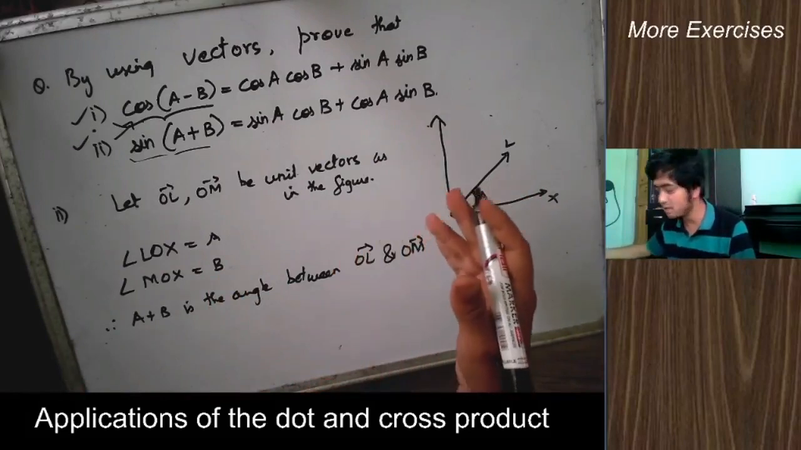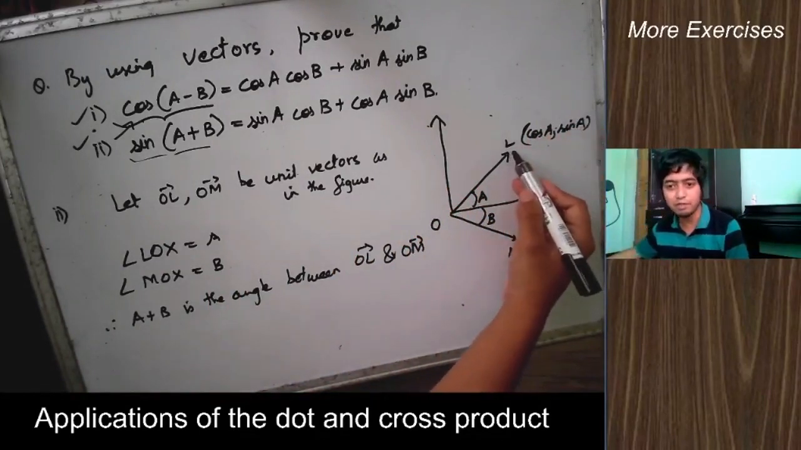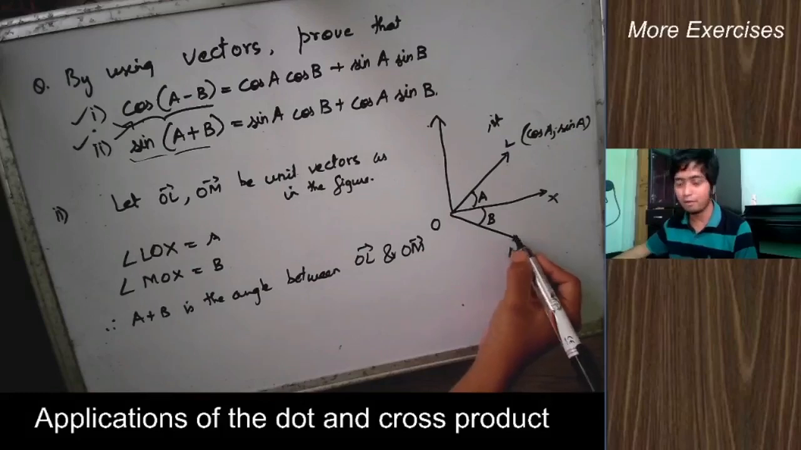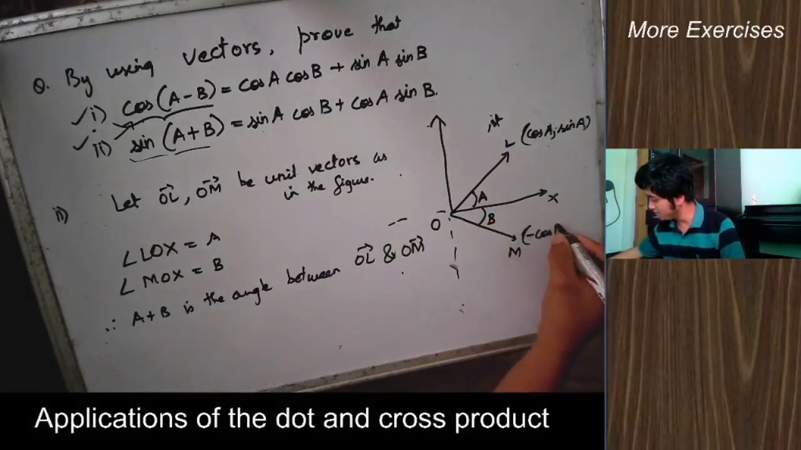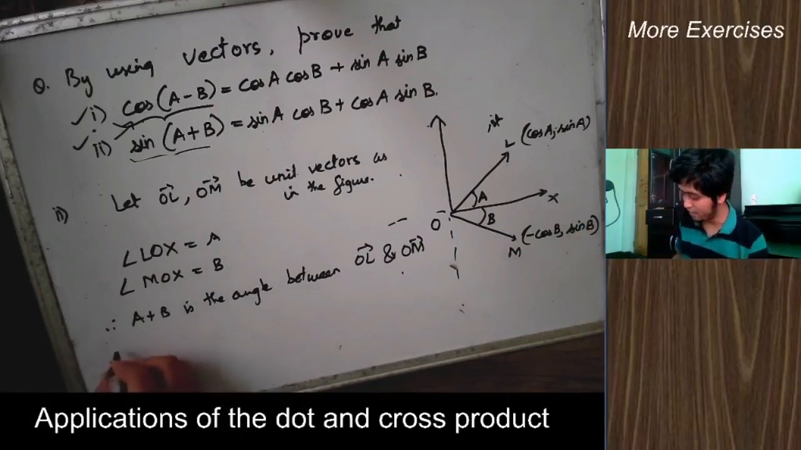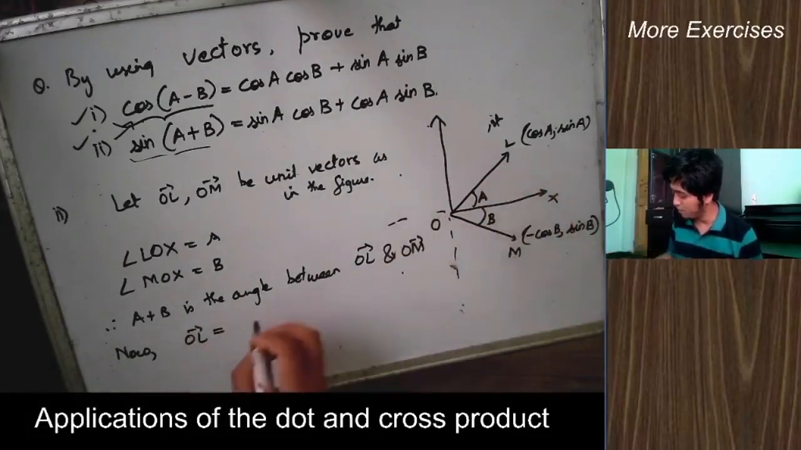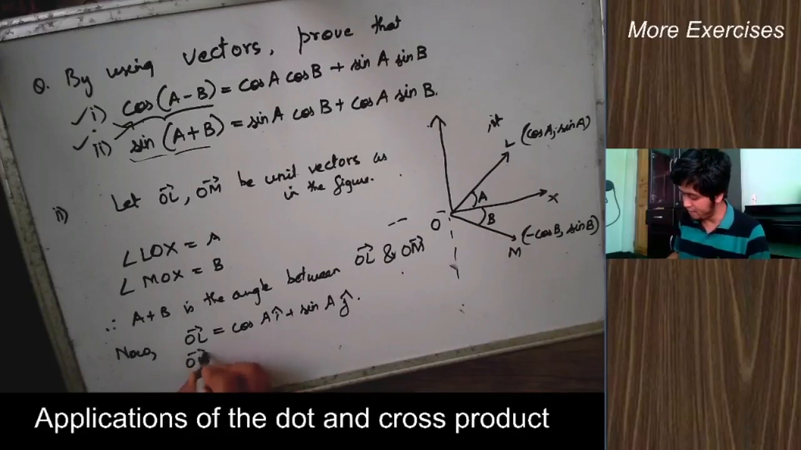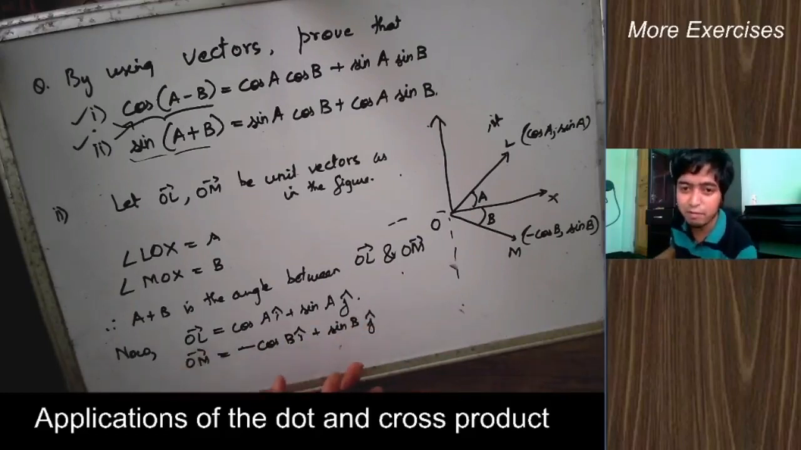Now again, we just need to find the coordinates. This one will remain as it is, cos A, sin A, because both of them have to be positive, since the point is in the first quadrant. But this point over here is in the second quadrant, going around: first quadrant, second quadrant, third quadrant and fourth quadrant. So this point over here will be minus cos B, sin B. So this is what we will have. Now, you can just draw the figure. We can easily conclude that OL vector will be cos A i plus sin A j, and OM vector will be minus cos B i plus sin B j. So this is what we will have.